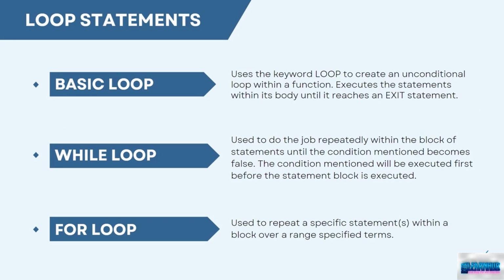PL/pgSQL implements 3 iterative loops. Basic loop. This uses the keyword loop to create an unconditional loop within a function. The basic job of an unconditional loop is to execute the statements within its body until it reaches an exit statement. While loop, used to do the job repeatedly within the block of statements until the condition mentioned becomes false. In this type of loop, the condition mentioned will be executed first before the statement block is executed. For loop, used to repeat a specific statement or statements within a block over a range of specified terms.